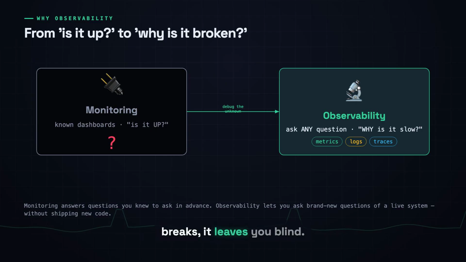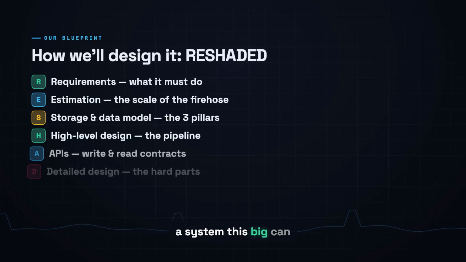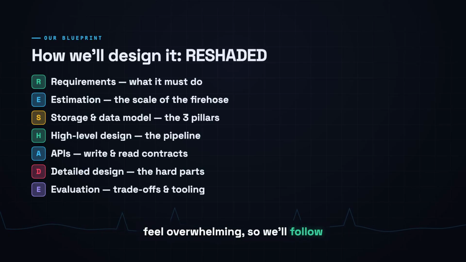Observability turns that black box into a glass box. By collecting rich data from inside your systems, it lets you ask brand new questions about your live system and debug problems you never anticipated without shipping a single line of new code. Monitoring tells you that something is wrong. Observability tells you why. Now, designing a system this big can feel overwhelming, so we'll follow a clear blueprint.